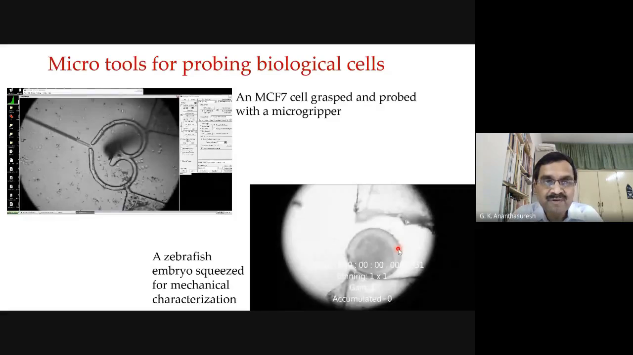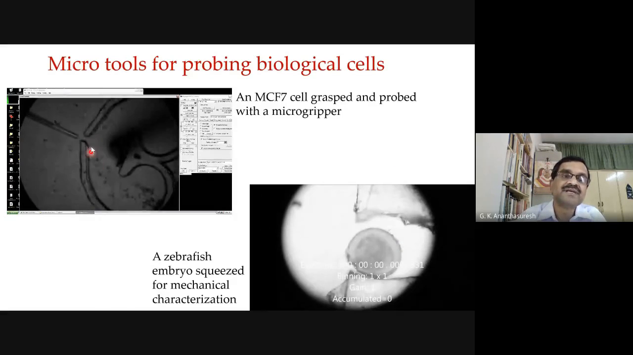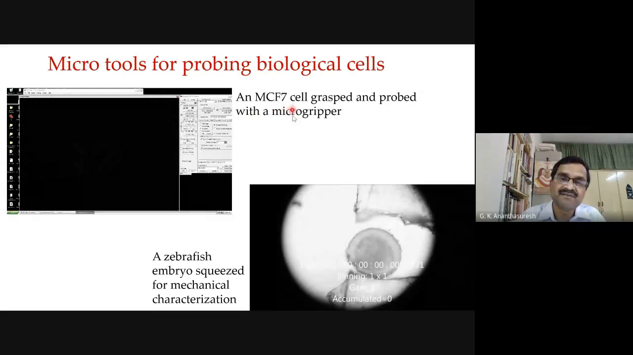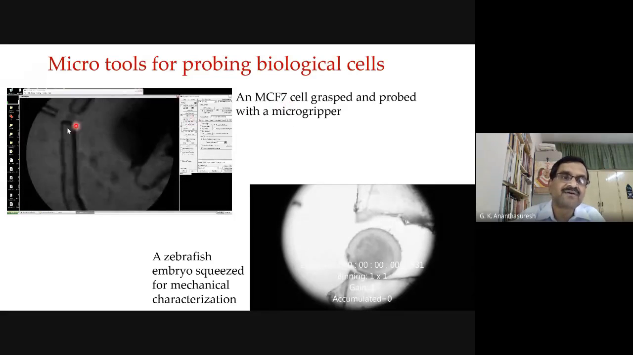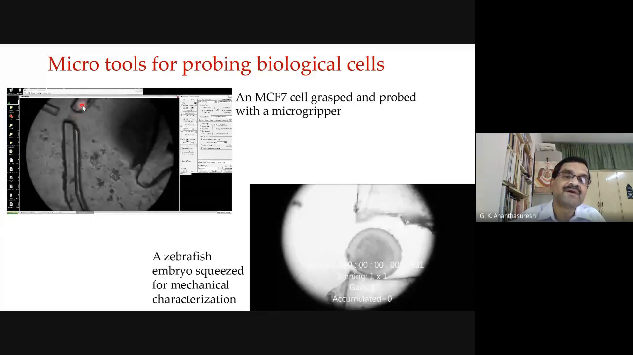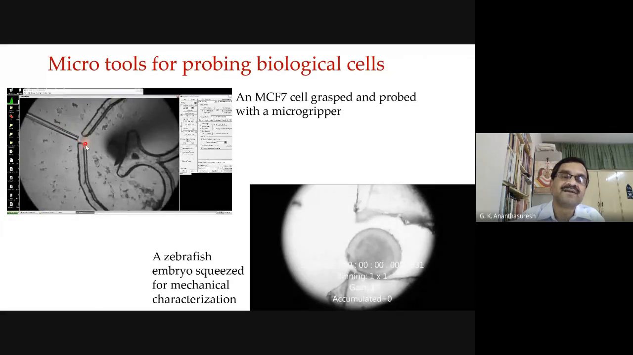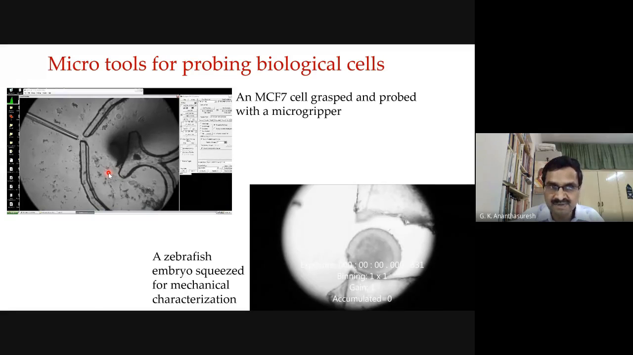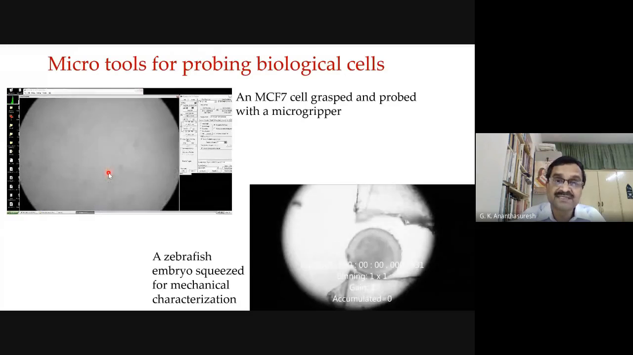And we also developed a lot of tools for probing biological cells. What you see here is actually a breast cancer cell, MCF7 cell, which will be about 10-15 microns in diameter, and is being held with a micro gripper. As you can see, this is an SU8 micro gripper, SU8 polymer. There's a glass pipette just to position it, and this one can actually grasp a single cell, and we do these measurements on single cells to assess various biological effects, as well as disease states.